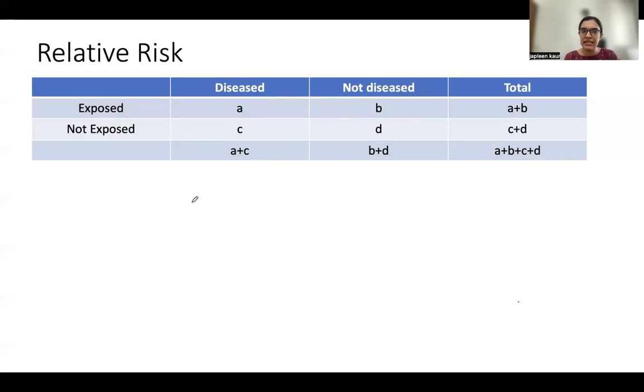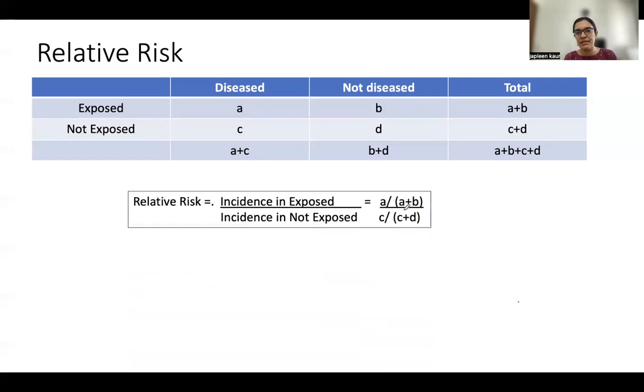So how we calculate the relative risk is the incidence of disease in the exposed, that is A over A plus B, divided by the incidence of disease in those not exposed. So all those who got the disease out of the total that were exposed is the incidence in exposed. And incidence in not exposed is C divided by C plus D, right?